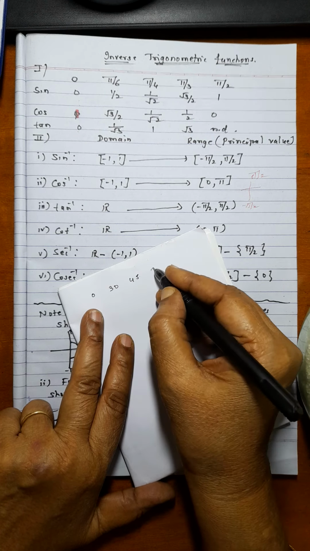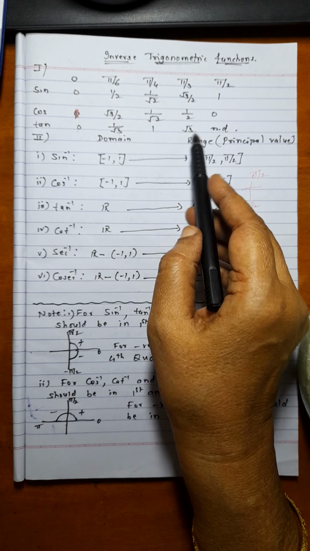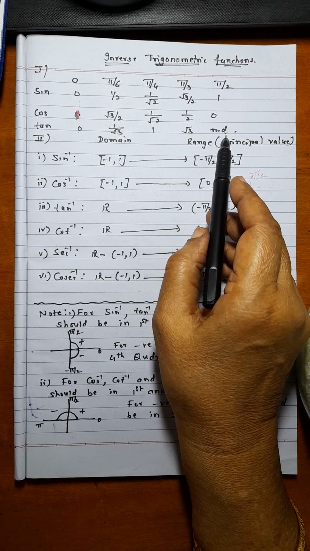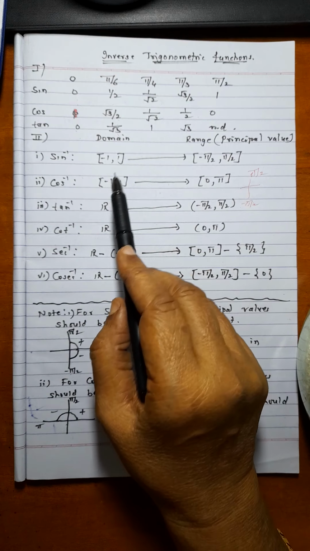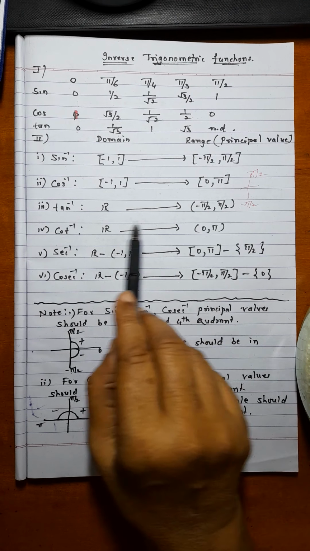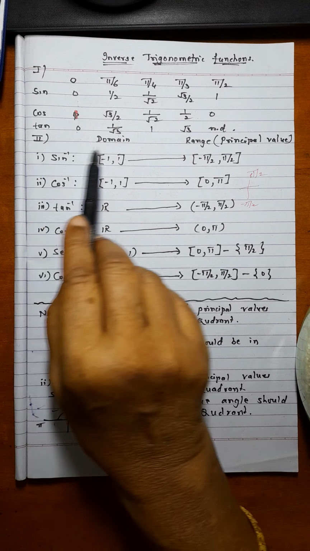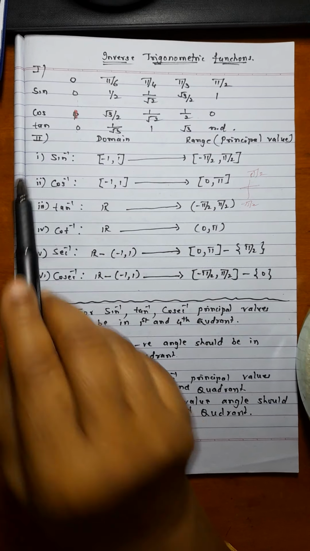Cos will be in the reverse way. Last will come first. This will come here. This will be here. This will be here. This will be here. Tan will be this upon this. 0 upon any number is 0. Here 2 cancels, 1 upon root 3, 1. Root 3 upon 0 is not defined. This I explained just now, so no need to explain this again. So this is the table, you have to remember it.